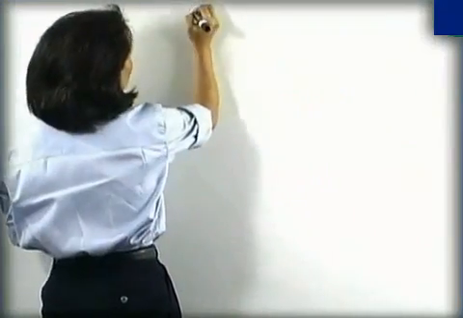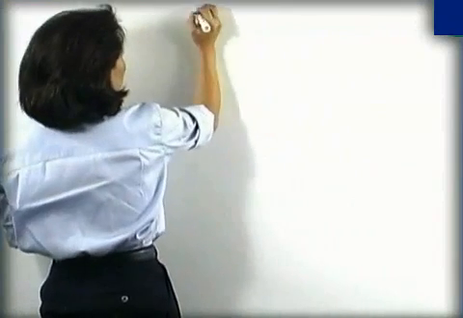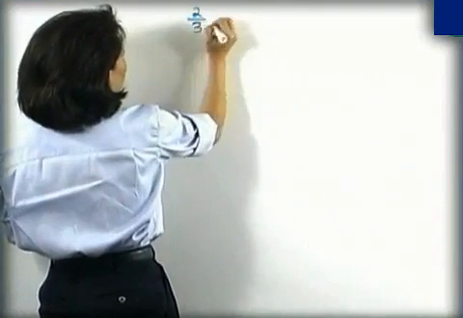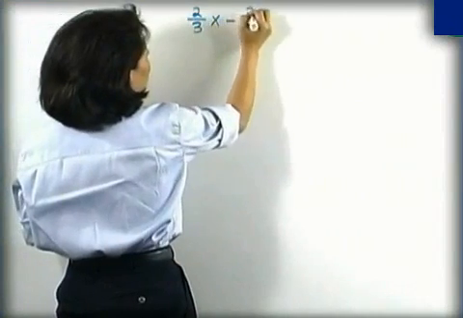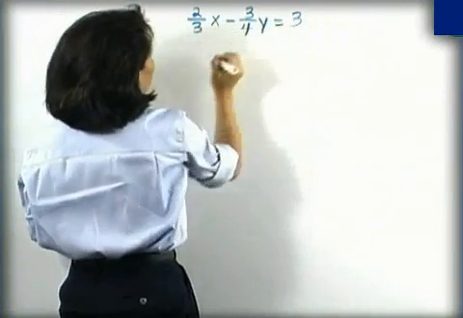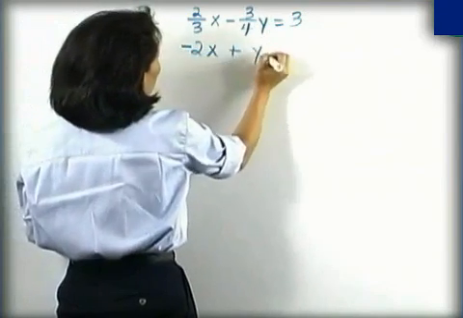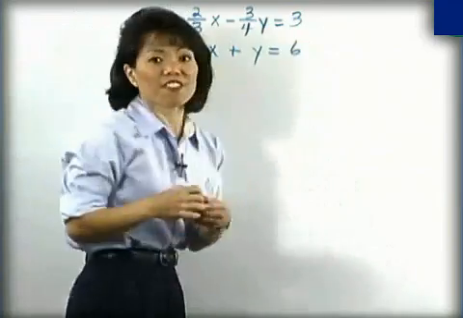So let's take another system. Let's just make it a little bit more challenging. Start over again here. Let's make it 2/3 x. So again, what are we doing? We're throwing in some fractions to make it challenging for ourselves. Equals 3, and the second equation, negative 2x plus y is equal to 6.